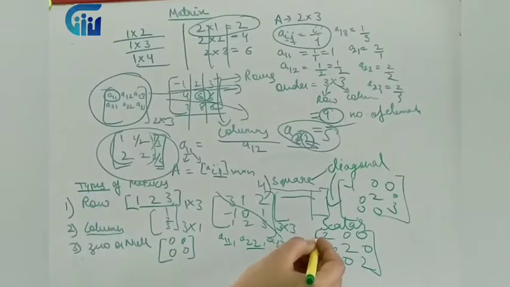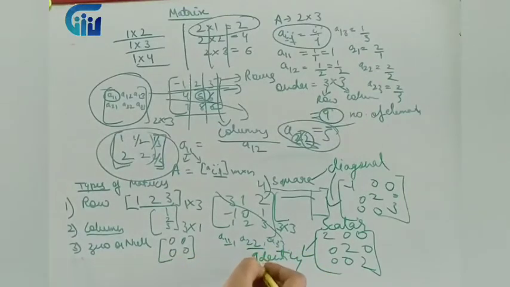From scalar, we move on to the identity matrix or unit matrix. We say a matrix is an identity or unit matrix when the diagonal elements are 1 and the rest of the elements are 0. From these three, diagonal, scalar, identity, we can say an identity matrix is both scalar and diagonal. So all identity matrices are diagonal and scalar matrices. All scalar matrices are diagonal matrices, but vice versa is not true. Also, one more important thing: the plural of matrix is matrices.